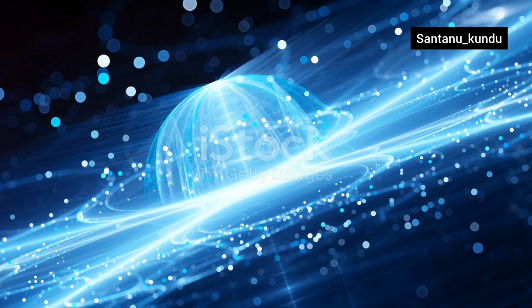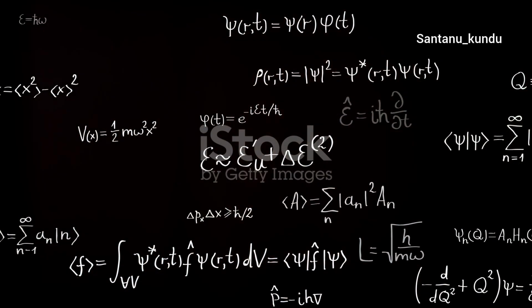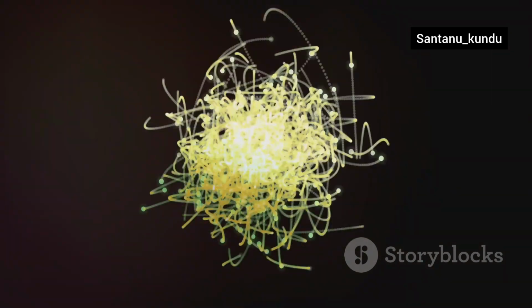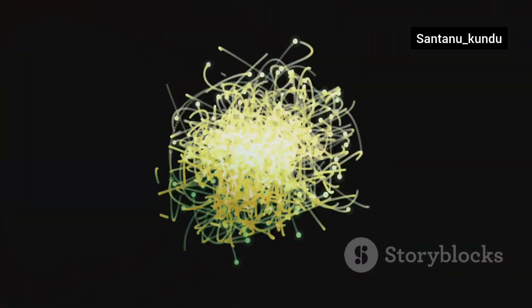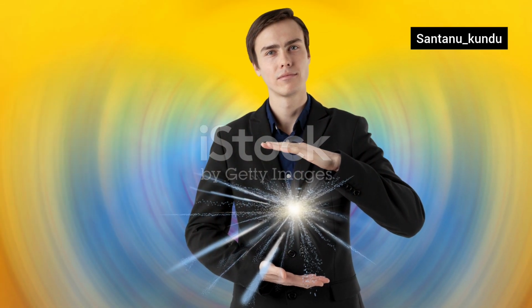Let's start with Bose-Einstein statistics. This applies to bosons, particles that can occupy the same quantum state. Imagine a bunch of particles behaving like a single entity. That's Bose-Einstein condensation. Superfluidity in liquid helium is a prime example of this phenomenon.